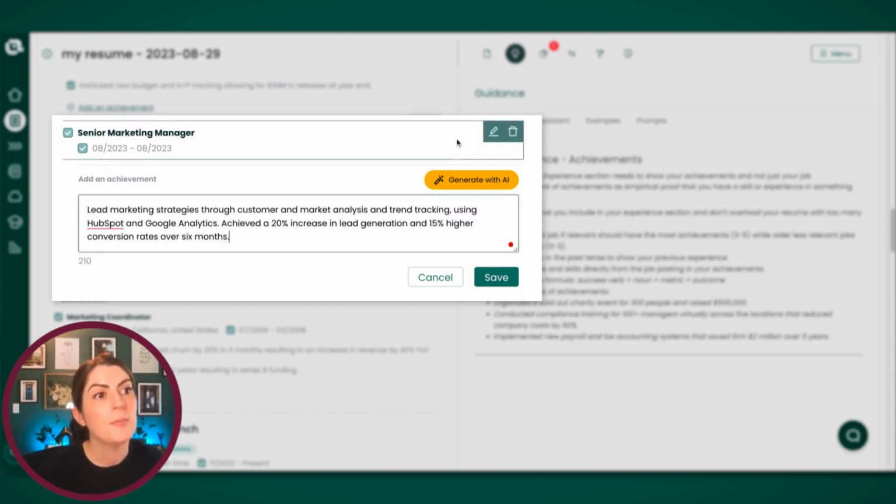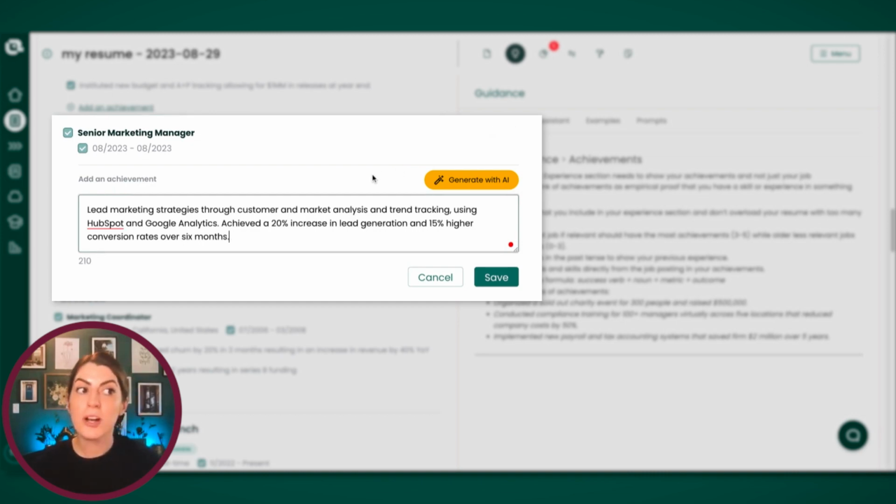We led marketing strategies through customer and market analysis and trend tracking using HubSpot and Google Analytics, and achieved a 20% increase in lead generation and a 15% higher conversion rate over 6 months.